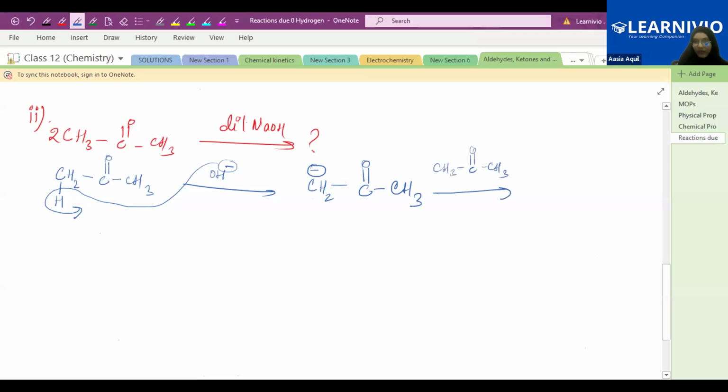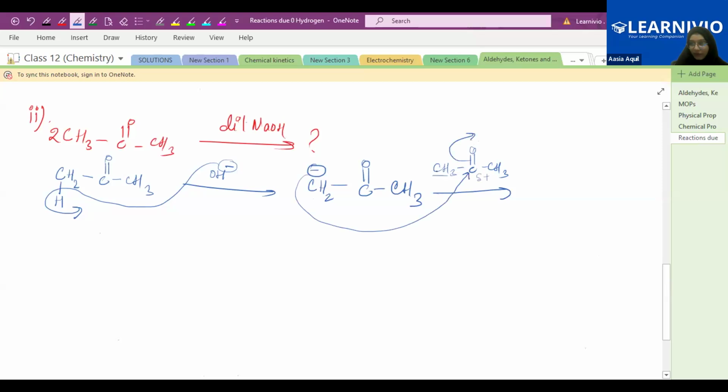COCH3, right? Now, you know very well, between this carbonyl carbon and oxygen, oxygen is more electronegative, and this carbon is electropositive. So this carbon will acquire a partial positive charge. So this carbanion will attack this positive center. So this bond will close.